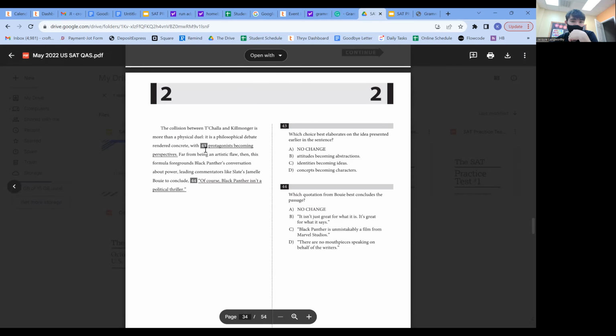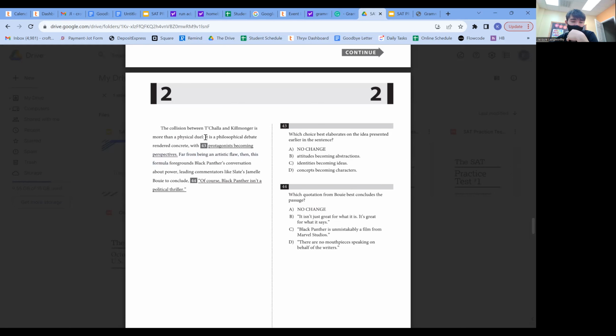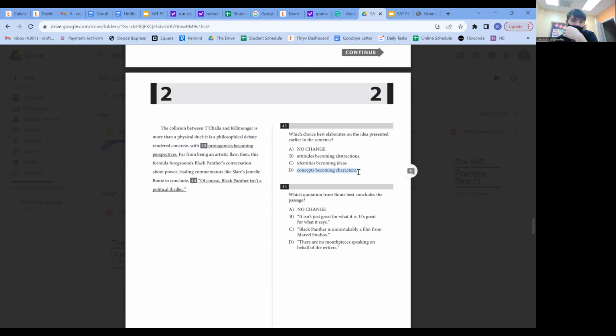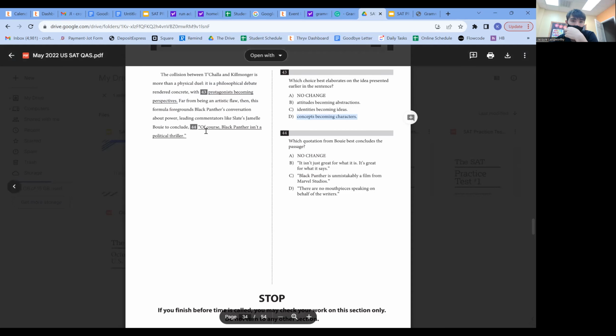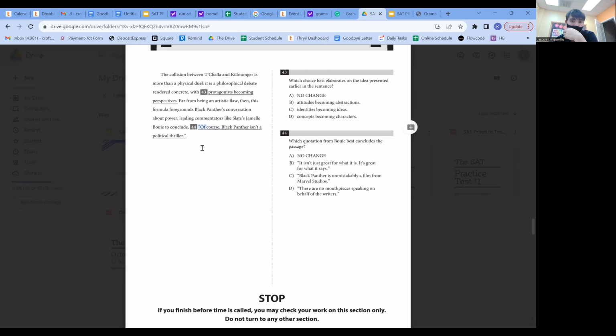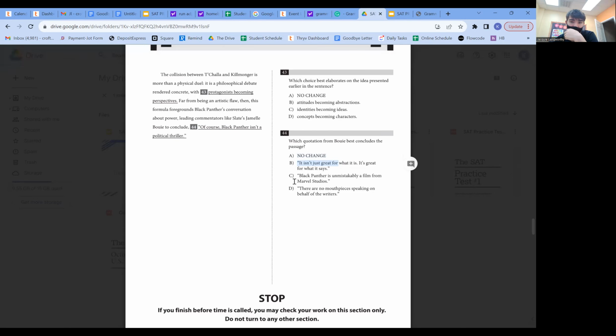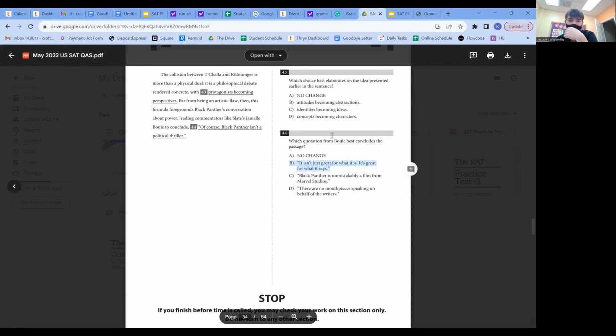43, with protagonists becoming perspectives. It is a philosophical debate rendered concrete. 43 is going to be D. 44, of course, Black Panther isn't a political thriller. That doesn't sound right. B doesn't sound right. C doesn't sound right. We're going to go with B because of the protagonists, the concepts becoming characters. And that's the whole test.